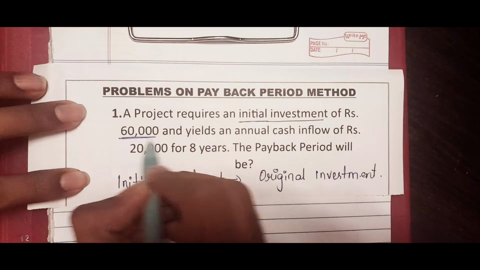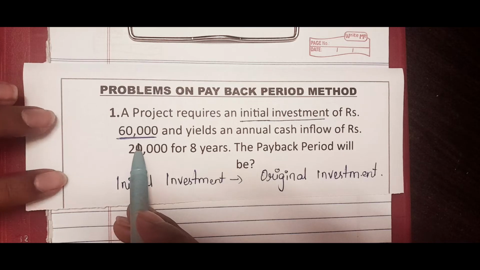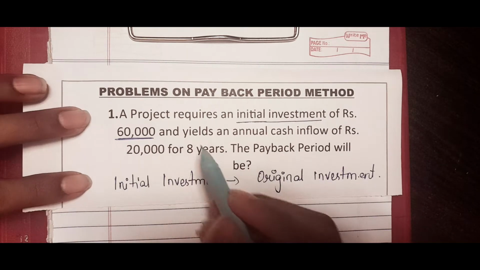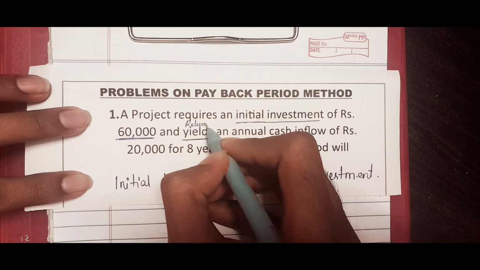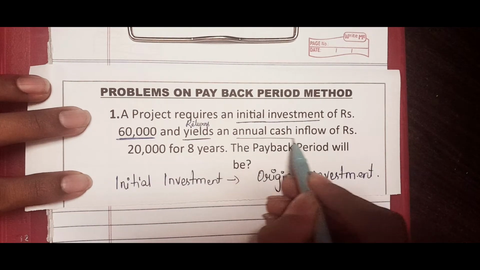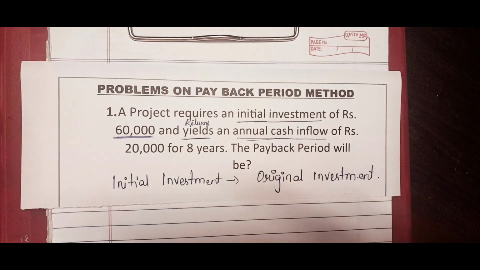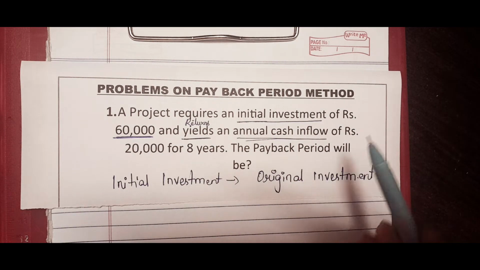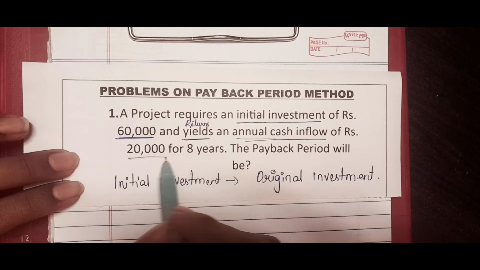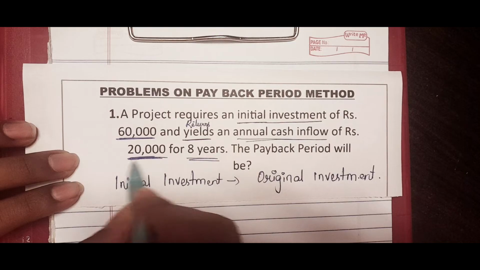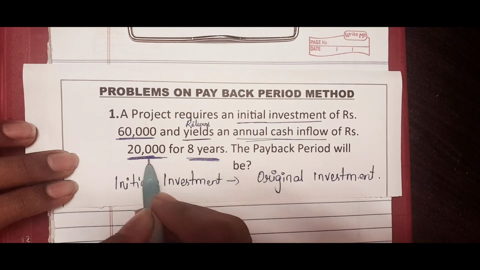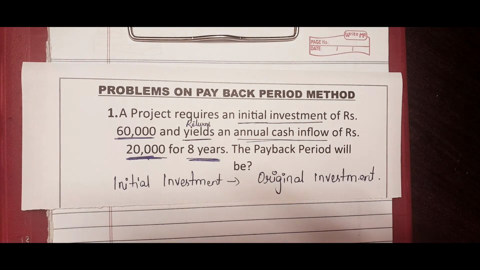Of rupees 60,000, so they had invested the amount, how much? 60,000 rupees. And yields means returns, yields an annual cash inflow, means cash is coming to business, cash inflow, of rupees 2,000 for 8 years. So for 8 years, each year they are getting 2,000 rupees.